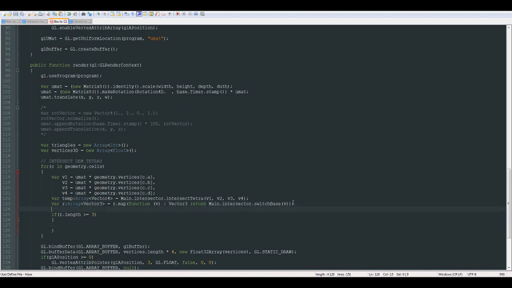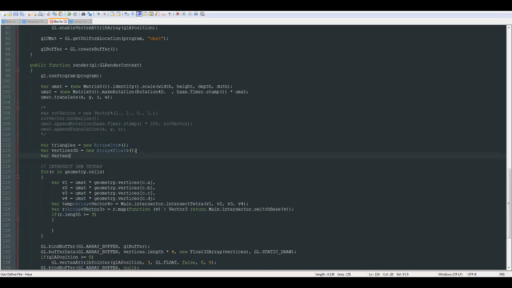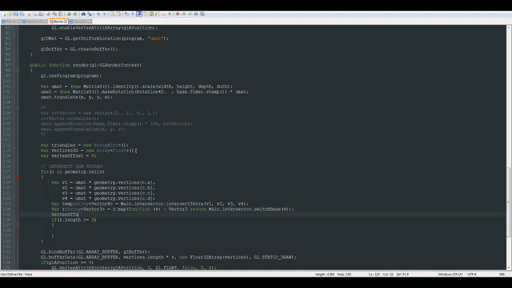So, as such, we will just have to take care of knowing the offset into triangles, because for every tetrahedra you could push from 0 to 4 triangles. From 0 to 4 vertices, so we can't just say it's step times 3 or step times 4, we actually have to take care of keeping up with that. So what we'll do is var vertex offset equals 0.